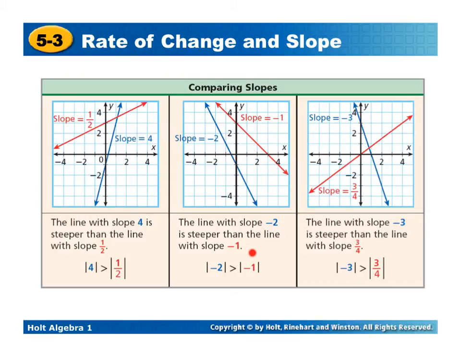Now this one's confusing because I know negative 2 is bigger than negative 1, but notice we use those absolute value symbols. What's happening there is that the line is rising or falling at a bigger number, which is why it's a steeper line. Same thing here. Negative 3, even though it's a negative, has nothing to do with the absolute value. It would be 3, and the absolute value of 3 is greater than the absolute value of 3/4.